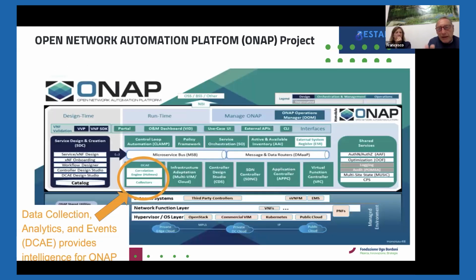This is just a schema, very complex, of the ONAP architecture. In the lower part, you can see different parts dedicated, for instance, to the SDN control and the virtual function control. But there is the orange part that is just dedicated to the data collection and analytics, that is responsible for the intelligence part of the ONAP platform. Next slide, please.